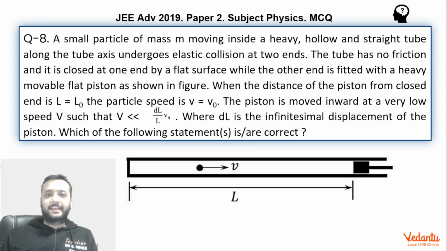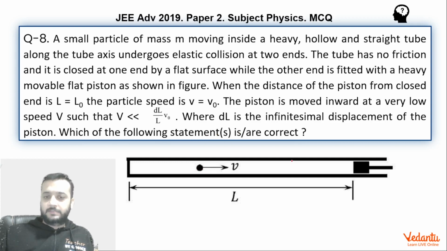Hi dear students, let's see this question that came in JEE Advanced Paper 2 Physics in the year 2019. The question is from the topic of collisions. It was one of the better questions in this paper, which stumbled many of the good students as well. So let's see what's happening over here.